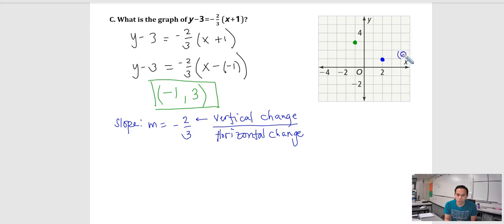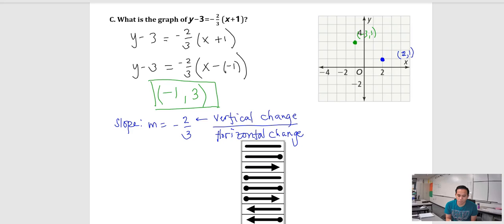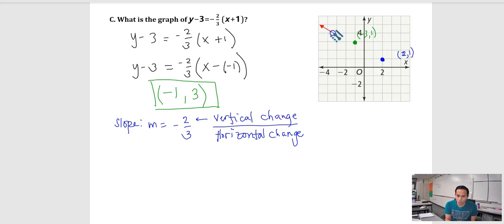So you can see the point is at (2, 1). And of course this point here is (-3, 1). Now I'm going to draw a line that will connect these 2 points. Is it the perfect line? No. Let's try this once again. Okay, there you go.